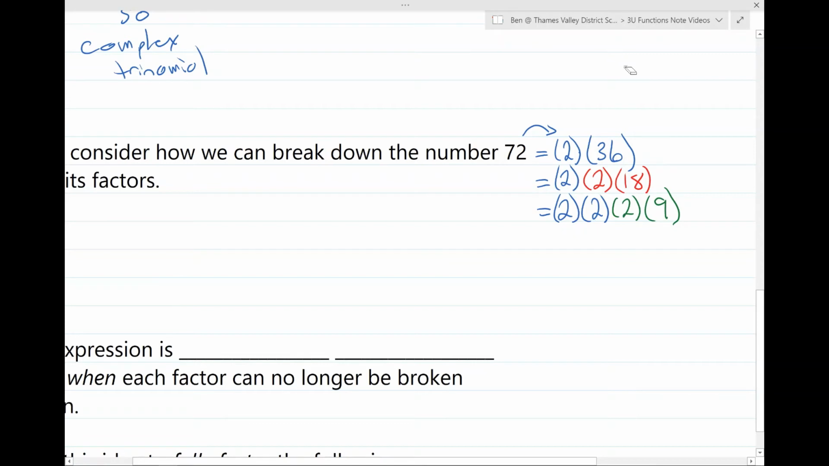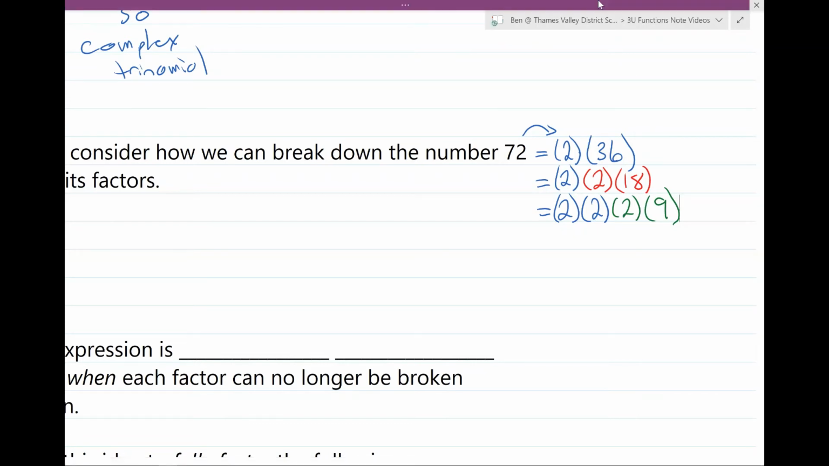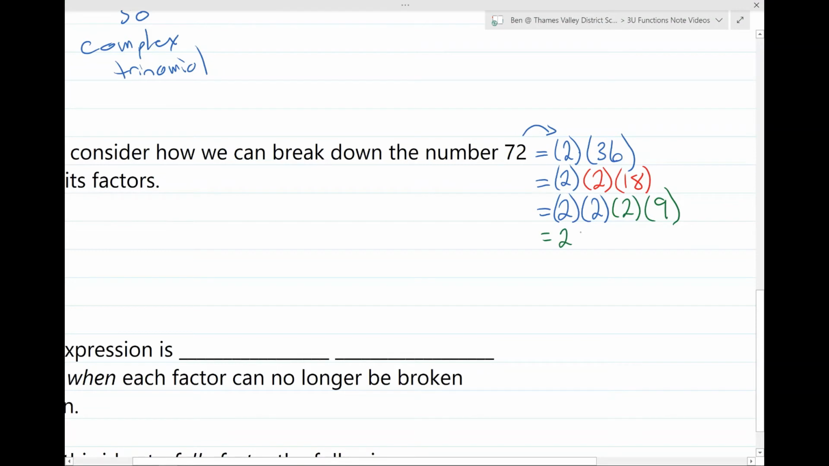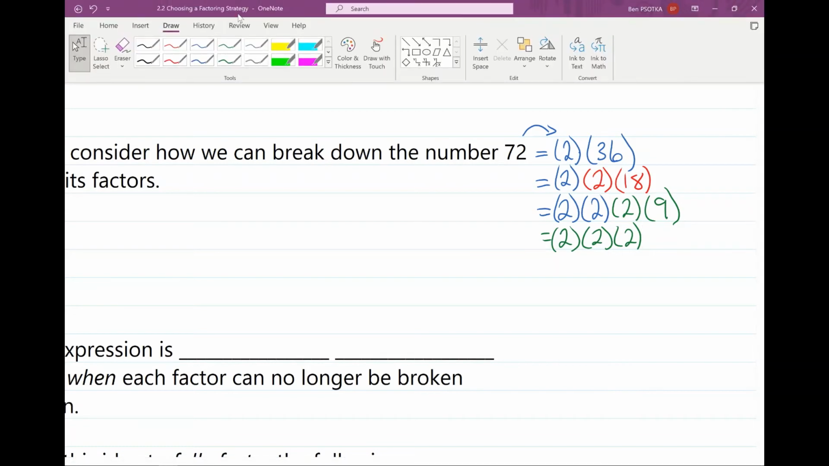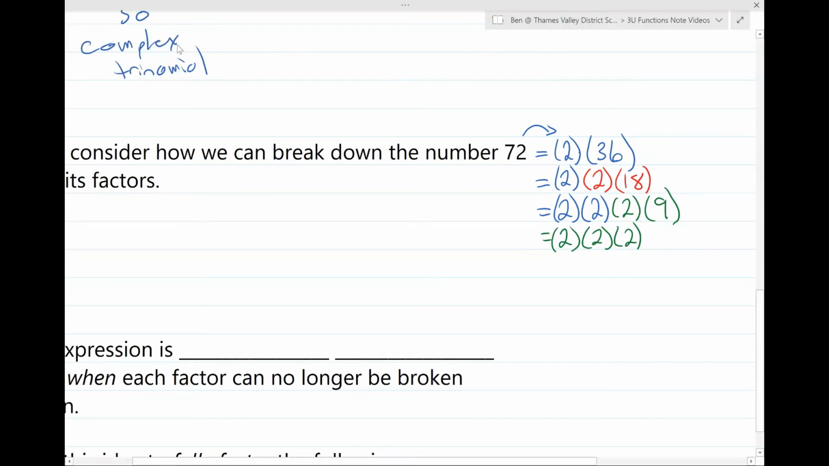I'm just trying to break it down into prime numbers here. I'm seeing how much I can break this down. Now, I'm left with so many 2's here. 2 times 2 times 2. Okay, and then I have a 9. Now, 9's not a prime number. I can break that up even further here. So the 9 can be broken up into 3 times 3.